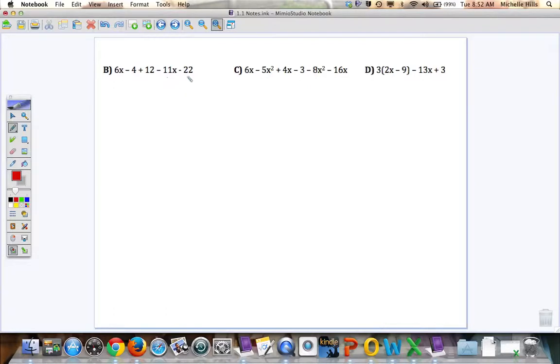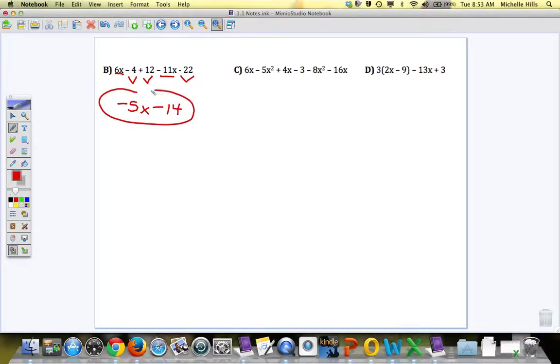There's no distributive property to do in this problem because there are no parentheses with more than one term inside. So I just need to combine my like terms. I've got a 6x minus 11x for negative 5x. And then I've got a negative 4 plus 12 is positive 8. Minus 22 is negative 14, so I'm going to write minus 14. That's written in standard form because the x goes before the constant. I can't combine these because this has an x and this doesn't, the constant, so they're not like terms. So I'm done.